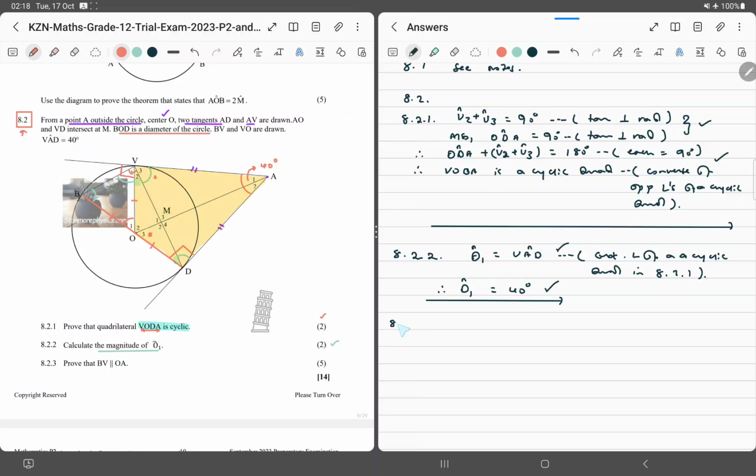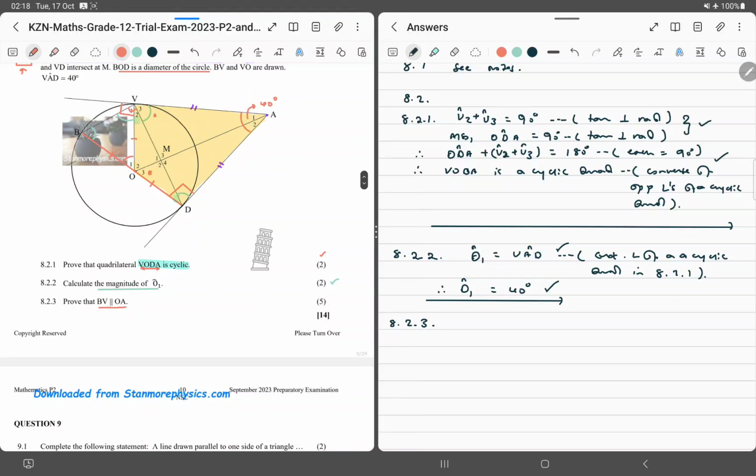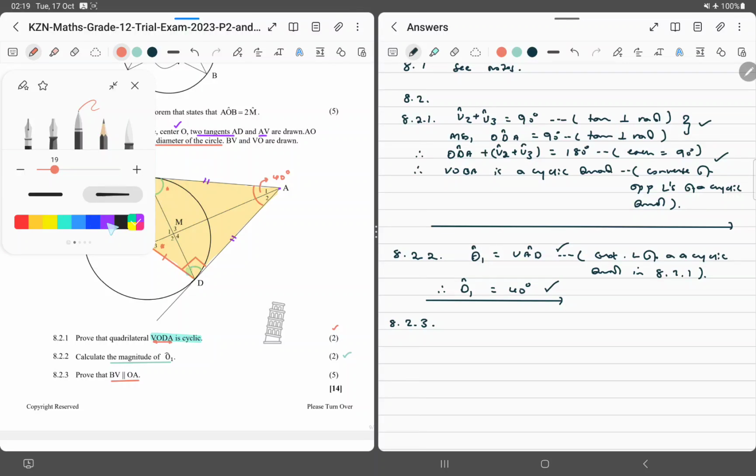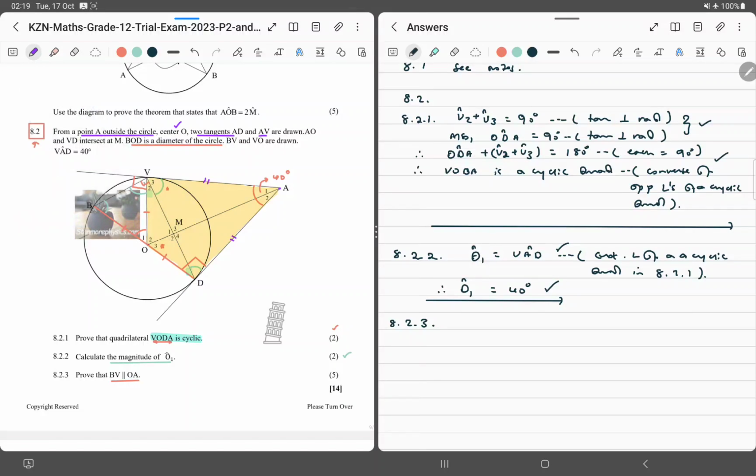So let's do 8.2.3. It says now prove that BV is parallel to OA. Oh, BV, where are you, BV? So we're looking for this BV. We are saying, is it parallel to OA now? This guy.